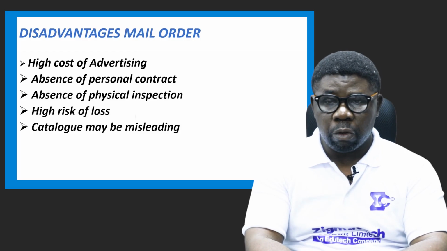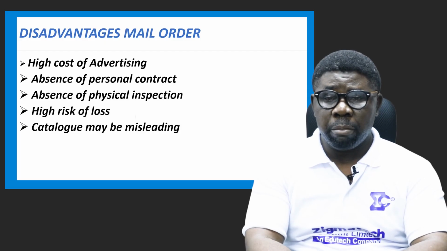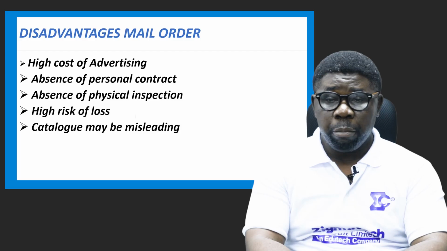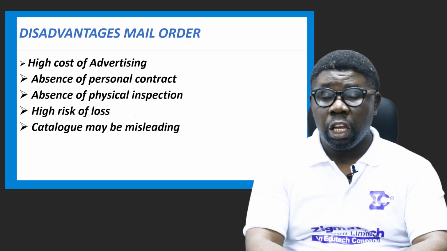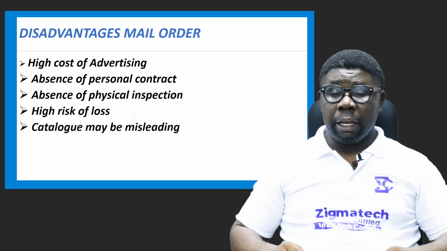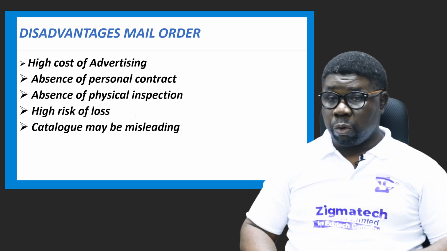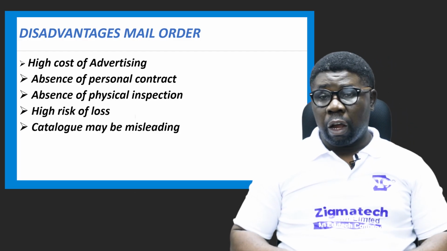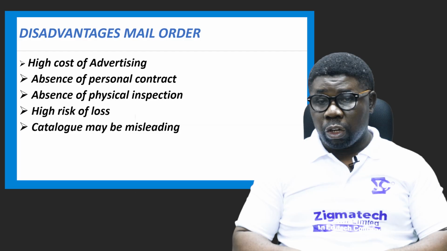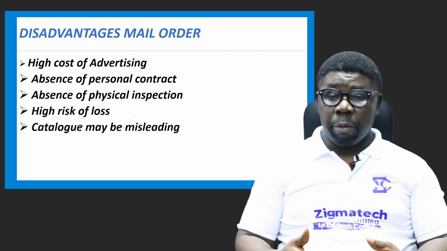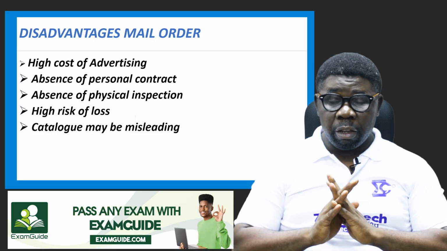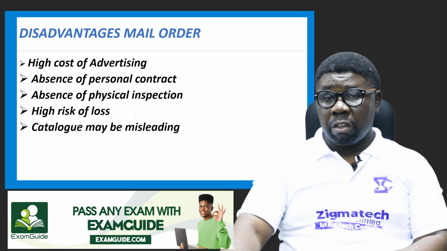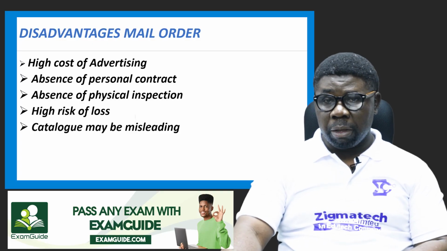The catalog may be misleading. So it's an opportunity for you to get misled by the content of the catalog. They will have beautiful pictures. Example of what I ordered and what I got, that kind of expression. Yes, the catalog may have fine and expressive images of goods you want to buy, but when you order it and it's delivered to you, you see something totally or massively different from what you're actually expecting to get. So it can be misleading. Sometimes it could be very misleading. So also that's a disadvantage for mail order business.